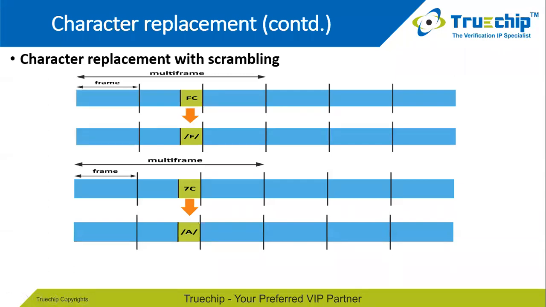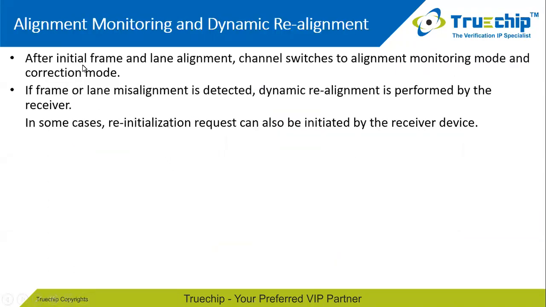So moving on to the next slide, after link establishment, the channel switches to alignment monitoring and alignment correction mode. If at any particular time a lane or frame misalignment has been detected at the receiver, the dynamic realignment is performed, or in some cases where particular errors cannot be corrected, a reinitialization request is raised by the receiver. Now let us see how the dynamic realignment is performed.